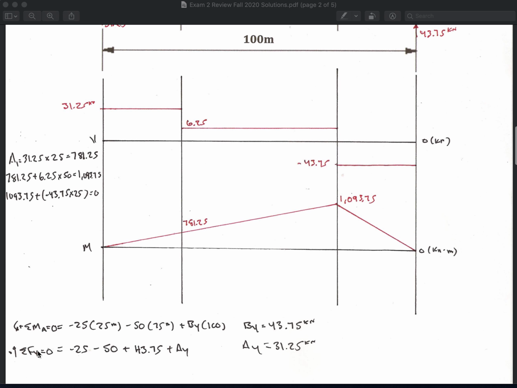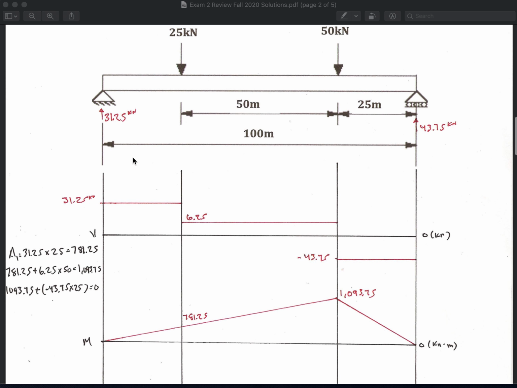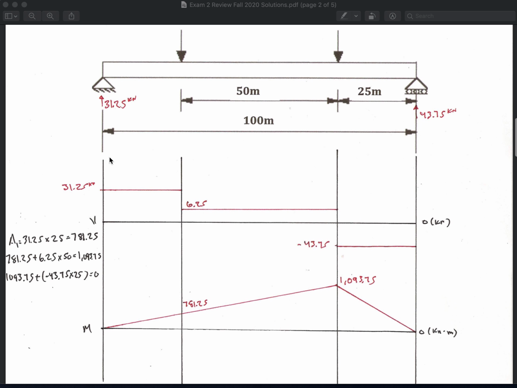Then I have some forces in the y direction, which is the negative 25 force minus the 50 force plus By, which I've just obtained, plus the unknown Ay is equal to 31.25. With those both obtained, I've written them in here. Then I will draw the lines for every load. So there's the load here, here, here, below the beam.